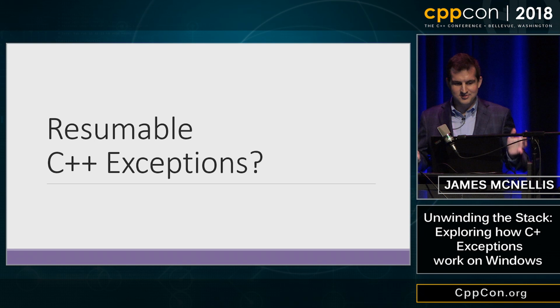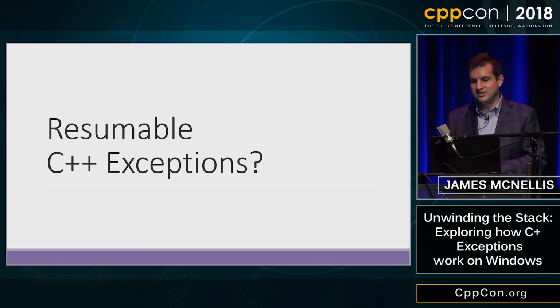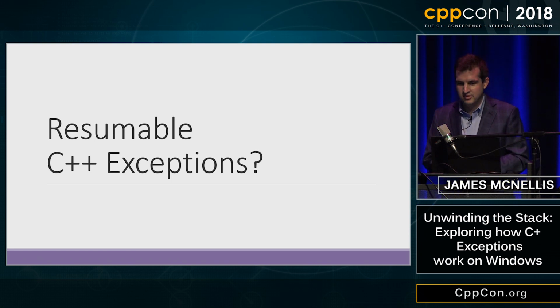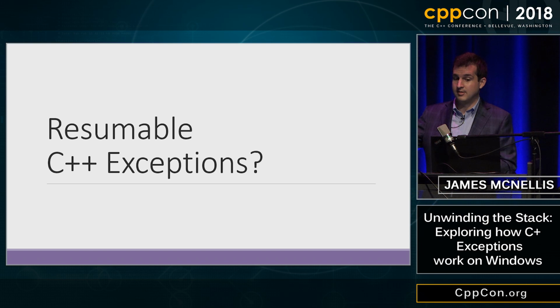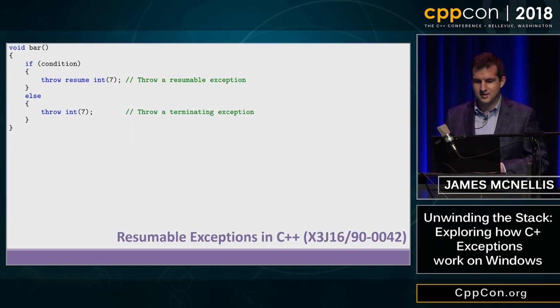Finally, just a little fun thing to end the talk with. At the beginning of the talk, I showed how structured exceptions are resumable. So when you handle an exception, you can tell the OS that you want execution to resume at the point where the exception occurred. C++ exceptions are not resumable. But what if they were?